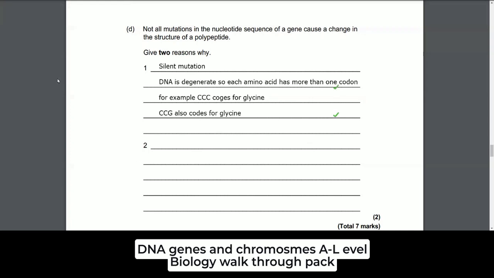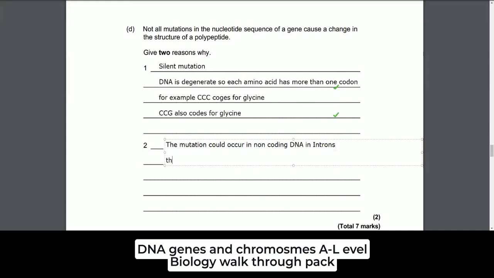Lovely. Now we need another reason. Where could the mutation happen where it wouldn't affect the amino acids? Of course, the mutation could occur in non-coding DNA in introns. So if it occurs in the non-coding DNA, that's not going to do anything. So if the mutation occurs in non-coding DNA, they do not code for amino acids. So it's not going to affect it. So we have to say it could occur in introns, and these don't code for amino acids. Boom, we get all the marks.